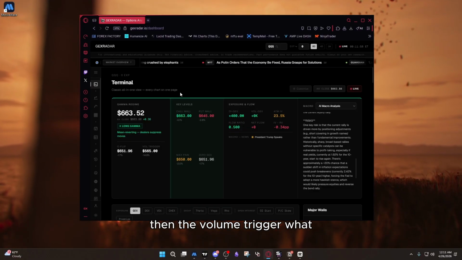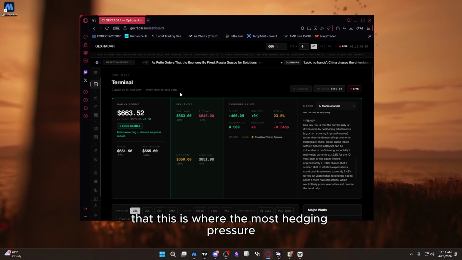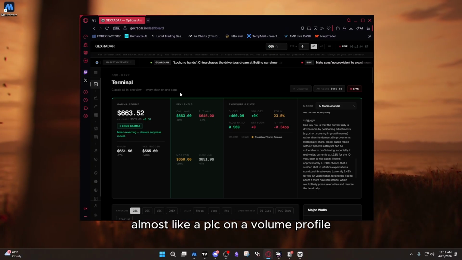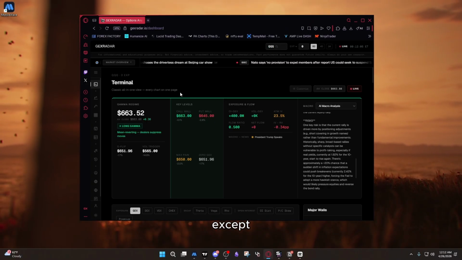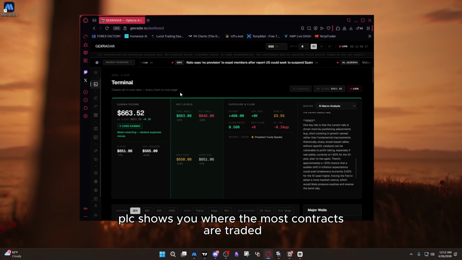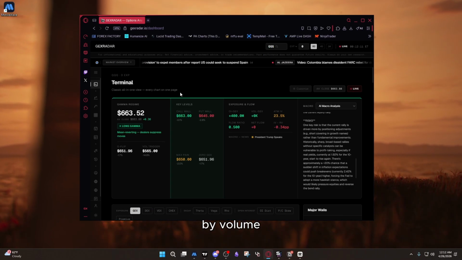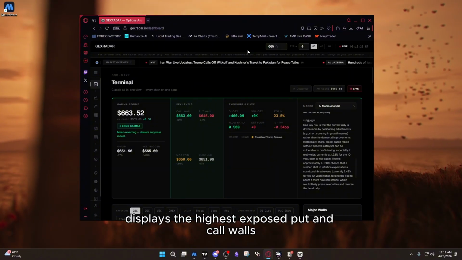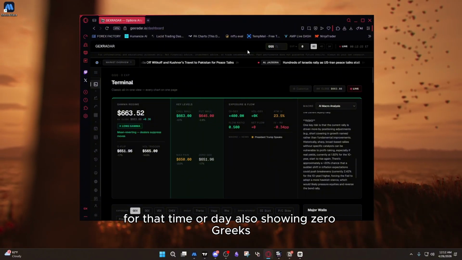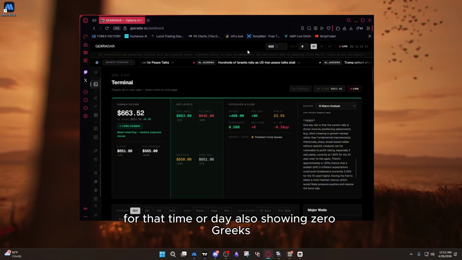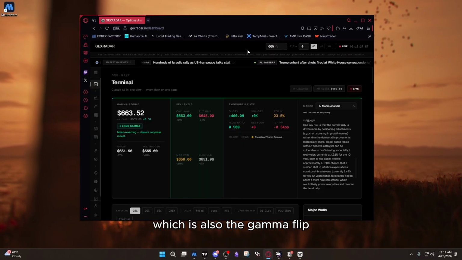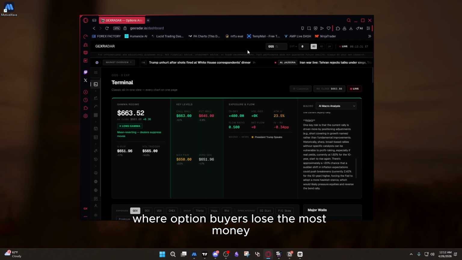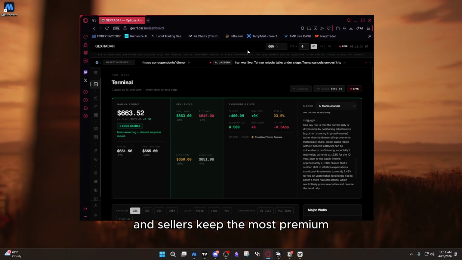Then the volume trigger. What the volume trigger tells you is where the most hedging pressure is concentrated at a specific time, almost like a POC on a volume profile, except POC shows you where the most contracts are traded by volume. Now the key levels. This section displays the highest exposed put and call walls for that time or day, also showing 0 gex, which is also the gamma flip, and max pain, which is the price level where option buyers lose the most money and sellers keep the most premium.